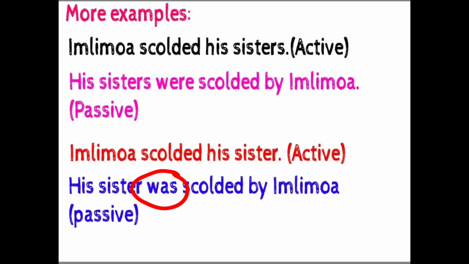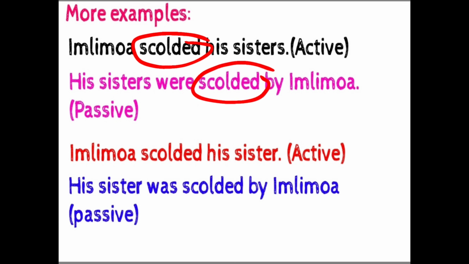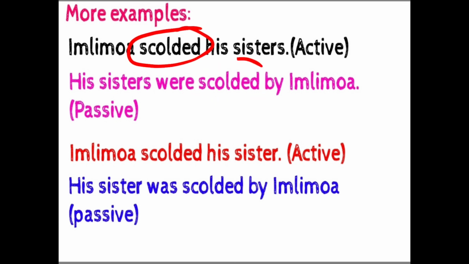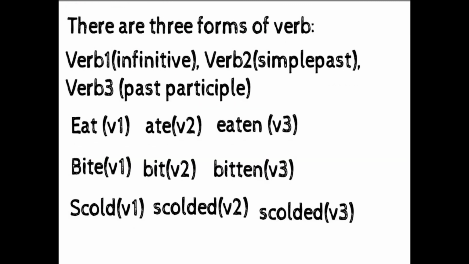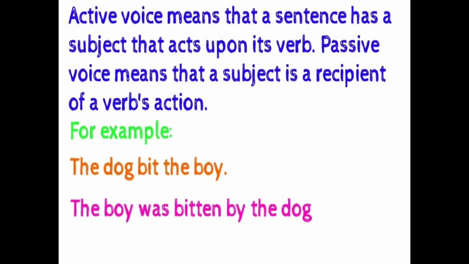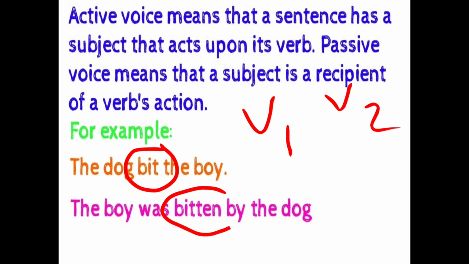Got it? So all we have to remember is we should never change the tense. Okay, what we have to change is the verb. So if the active voice is in verb 3, it remains unchanged. But if the active voice is using either verb 1 or verb 2, the passive voice will change to verb 3. Understood? So that is the end of the explanation.